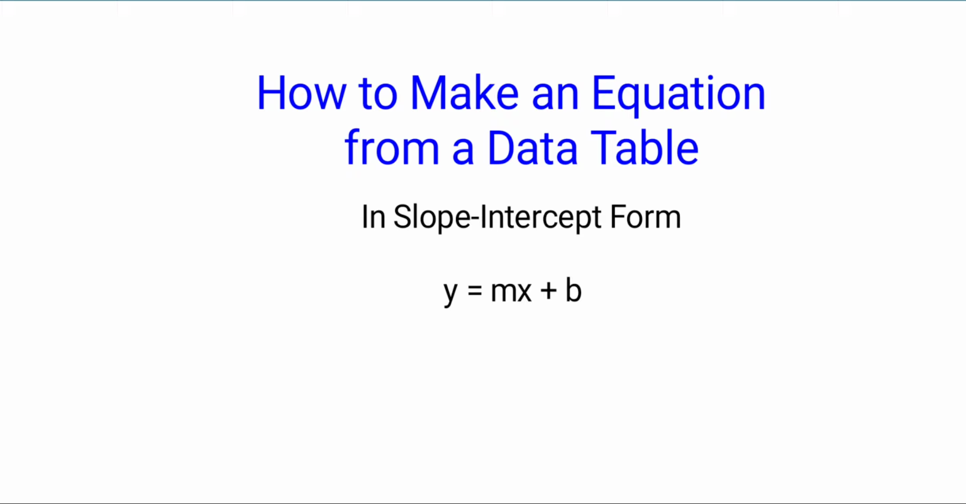And if you have difficulty making an equation from a data table, then this video just might help you out. So what we're going to do is make our equation in slope-intercept form. Slope-intercept form is y equals mx plus b, where the letter m denotes slope and b is the y-intercept. In other words, the value of y when x equals 0.